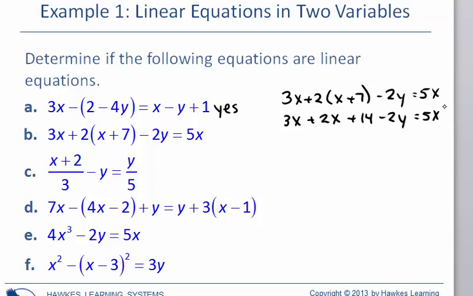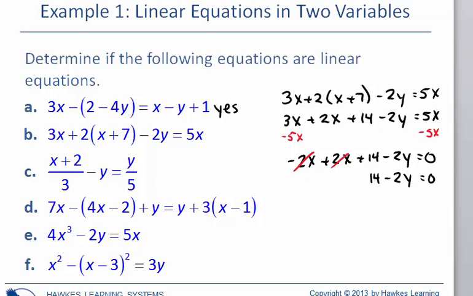Then our goal is to get it into standard form. And so we will move the x's to the left. So we'll subtract 5x. This is going to give me negative 2x plus positive 2x plus 14 minus 2y is equal to 0. Note your 2x and your negative 2x cancel out. And so you're left with 14 minus 2y is equal to 0.